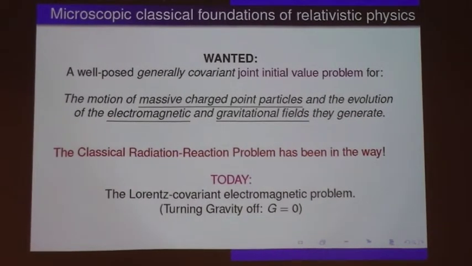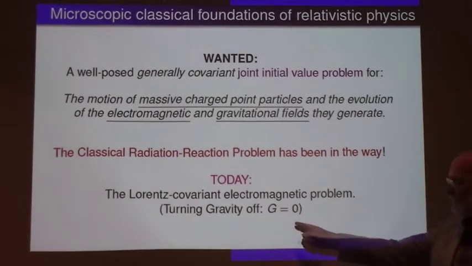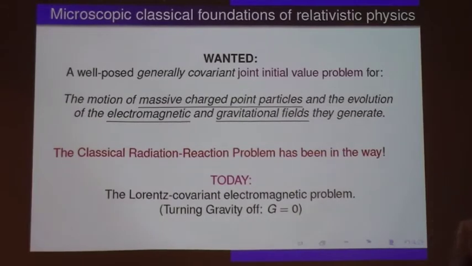And well, today I make my life easier. I will say something about gravity in the last slide, but generally I will switch off gravity. As a mathematician, that's easy. You set G equal to 0. G is Newton's constant of gravity. And we look at the model. There are point particles, charges, and there are fields, electromagnetic fields, and we want to put together a well-posed theory that can be treated as an initial value problem.